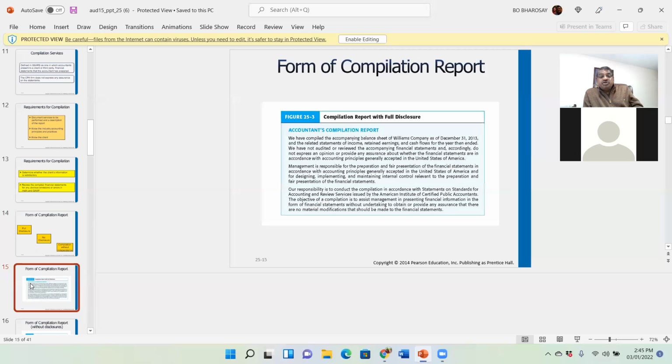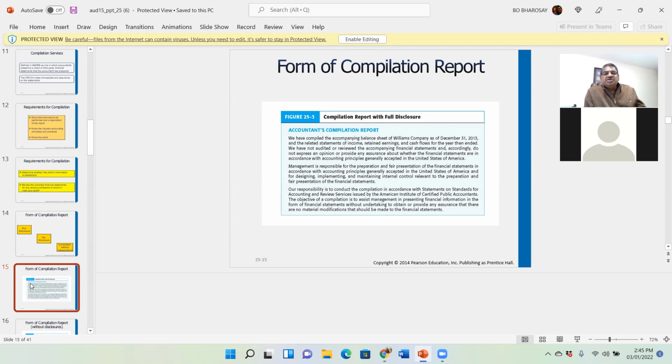Third paragraph, we tell them our responsibility. Our responsibility is to conduct the compilation in accordance with the Statements on Standards for Accounting and Review Services issued by the American Institute of Certified Public Accountants. The objective of a compilation is to assist management in presenting financial information in the form of financial statement without undertaking to obtain or provide any assurance that there are no material modifications that should be made to the financial statement. So we are not providing any assurance on these financial statements.